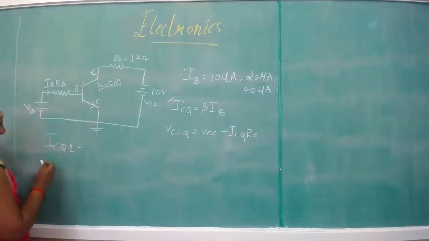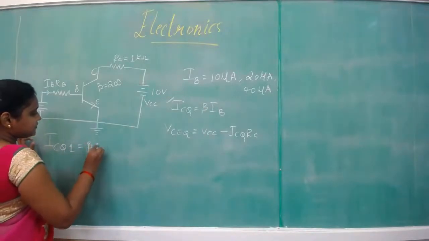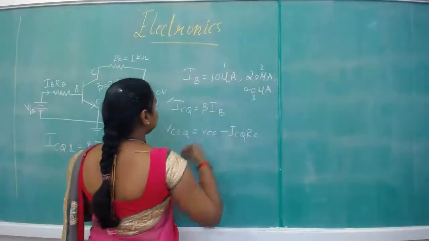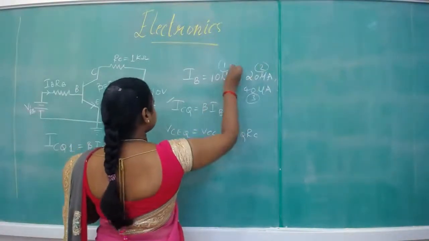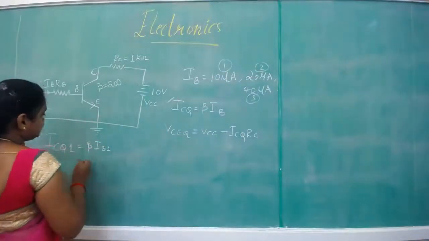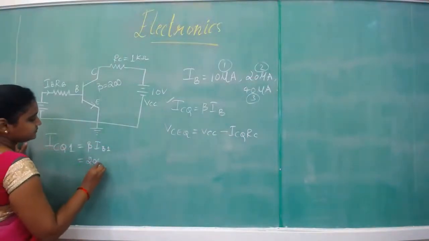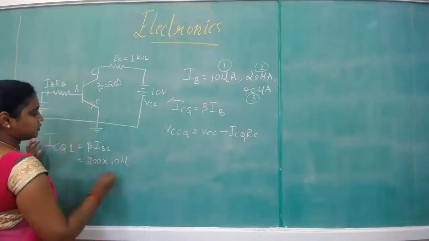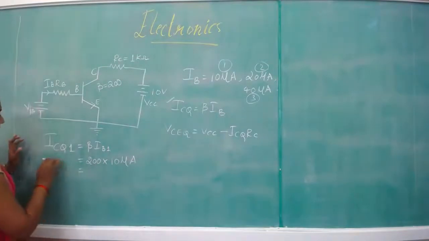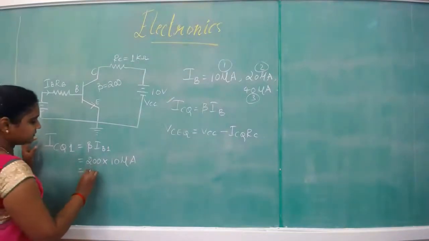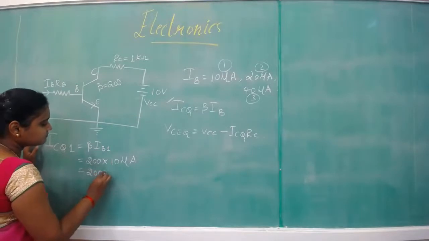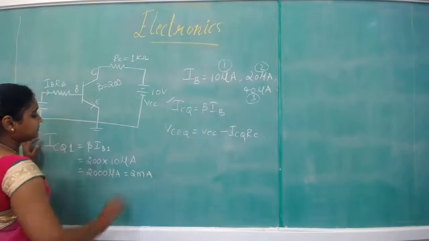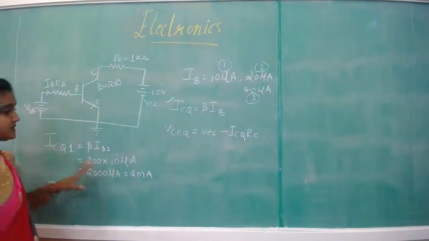ICQ1 is beta times IB1. I will say this is IB1, this is IB2 and this is IB3. So 200 times the first value, in microampere. ICQ1 is nothing but 2000 microampere, that is 2 milliampere. So the value for the first ICQ is 2 milliampere.